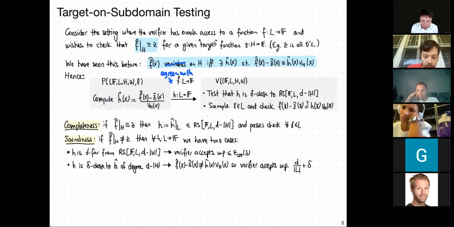There's a question about why h has a hat. So hats I've been using in the last few lectures to denote things that are polynomials. For example, here I'm taking the interpolation of f over the whole field, the interpolation of z also over the whole field, divided by vh, and I get a polynomial, right? Then when I evaluate it and send it as an evaluation table, I write it without a hat, because that's its evaluation.